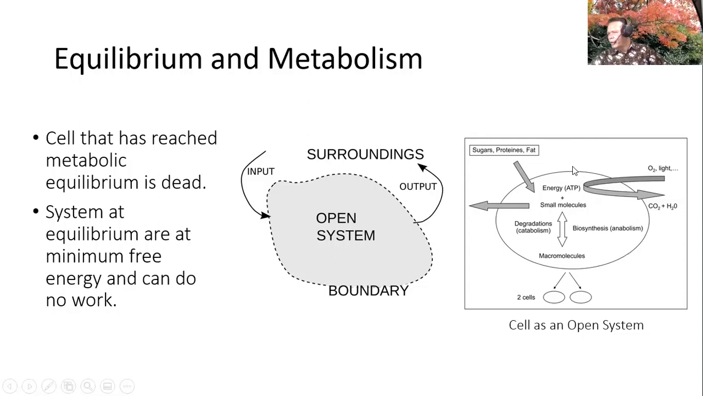Even though they have a boundary here, it doesn't mean this is a closed system, because sugar, protein, and fat can enter the cell, and carbon dioxide plus water can leave the cell. So this is an open system. Once again, we should remember that the cell is an open system. It's not a closed system.